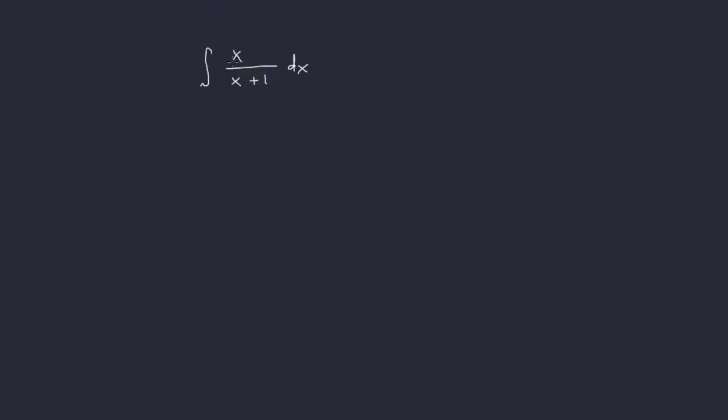Okay, so I have the integral of x over x plus 1. Now, it would be really nice if I had an x plus 1 in the numerator to match the x plus 1 in the denominator, because then I could cancel. Well, the nice thing, and also the not nice thing about math is we can do stuff like that. I could just put a plus 1 in here if I wanted.